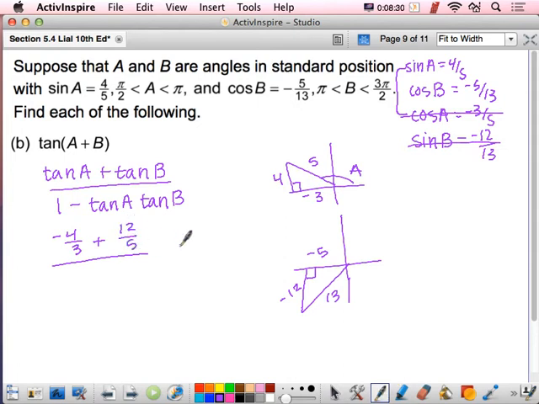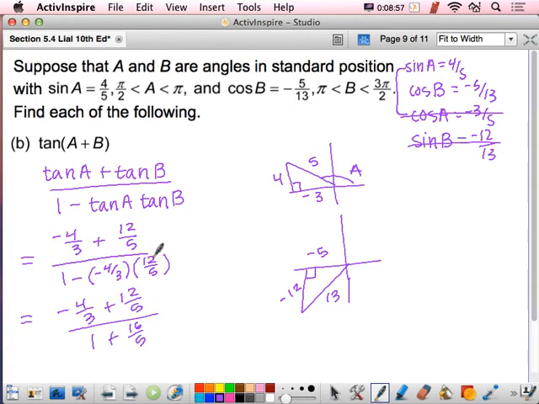All divided by 1 minus tangent of A times tangent of B. So here's where we have a bunch of fractions together. We have -4/3 plus 12/5 all over 1 plus 16/5. I clean up this fraction right here, these two. I reduce this to a 4, and I get 16/5.